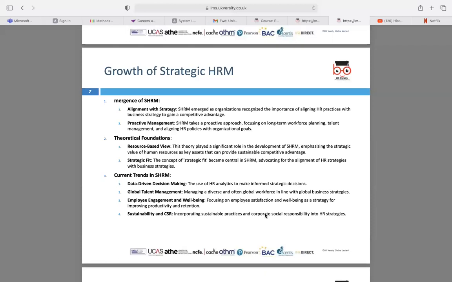Talking about proactive management. The strategic human resource management usually takes a proactive approach, which basically means that they're focusing on long-term workforce planning, talent management, and aligning HR policies with the organization's goals. So very similar to what we spoke about before, but it essentially means that you are making proactive decisions. So you're making decisions in advance, keeping the future in mind, and also doing it quicker, because if you don't, you're going to be irrelevant in today's business environment.